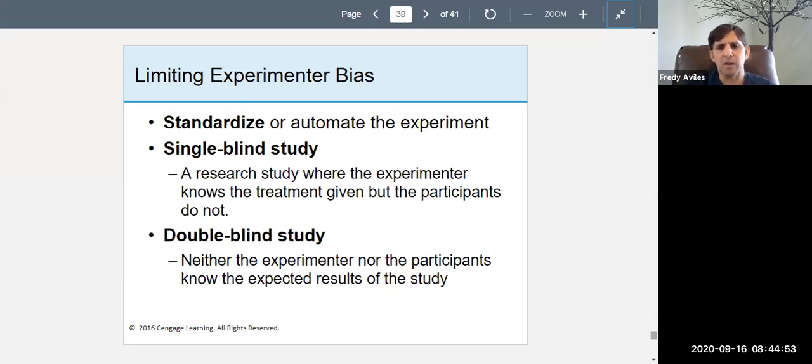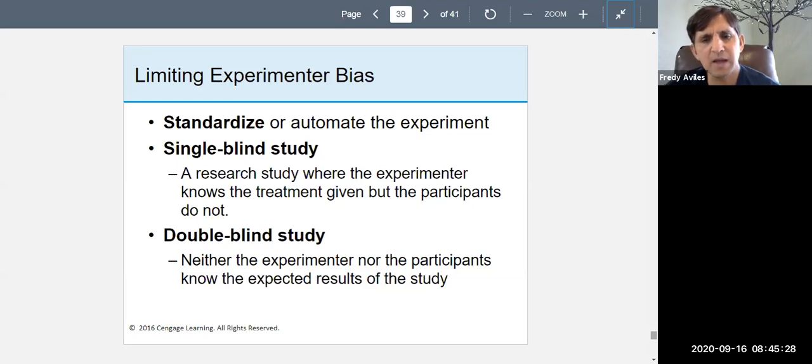Or you can do a single blind study. A single blind study is a research study where the experimenter knows the treatment given, but the participants do not. Actually, with the single blind study, it's better to have it the other way around. A single blind study where basically you make it so the experimenter doesn't really know the independent variable, who's getting what, right? Who's getting alcohol, who's not getting alcohol. You make it a single blind study. It's best if it's the experimenter who's kept in the dark. Single blind means that somebody's blind, either participants or the experimenter, right?